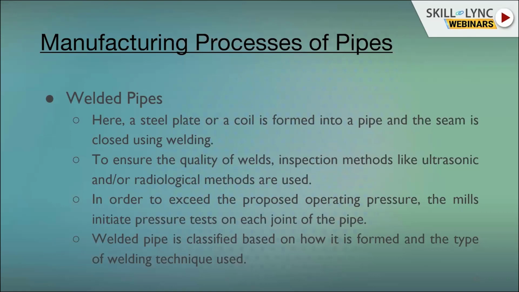To exceed the proposed operating pressures, the mill conducts a pressure test on each joint. For example, if you have welded a particular pipe, how will you test whether that pipe has been manufactured according to our standard or not? For quality assurance, a hydrostatic test is done on the pipe.